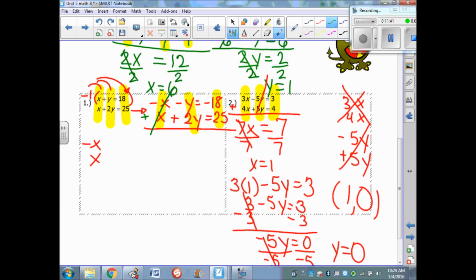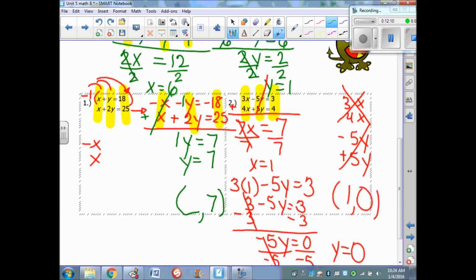Now let's think about those y's. It's a -1y plus 2y, which is a positive 1y, equals, and then -18 plus 25 is positive 7. So that's just one y. That's really just y is equal to 7. So right now I have the y, and now I've got to find the x. So do the same process. Take that y, plug it into one of the originals.